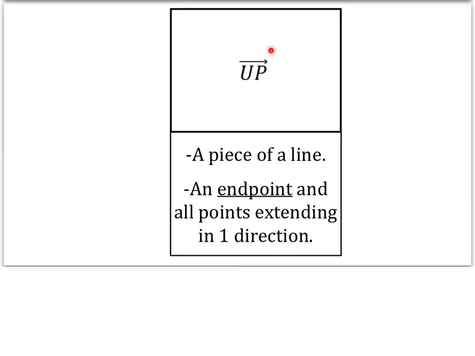So as you saw, UP is the name of a ray, and a ray is a piece of a line. Again, it has one endpoint and all points extending in one direction. In this case, going from the endpoint U to point P. We have infinitely many points.